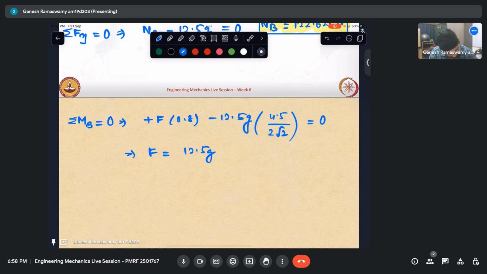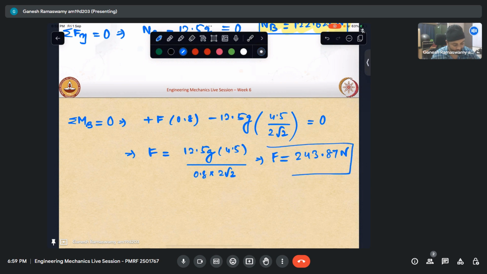into 4.5 by 0.8 into 2 root 2. So what is the force I will have to apply to achieve this configuration? 12.5 into 9.81 into 4.5 by 0.8 by 2 root 2. So this is 243.87 Newton I have to apply. This is what my assumption gives me, that this configuration is possible when you apply 243.87 Newton.